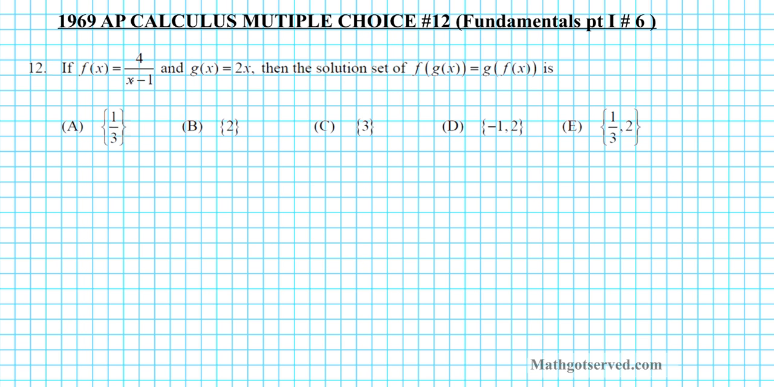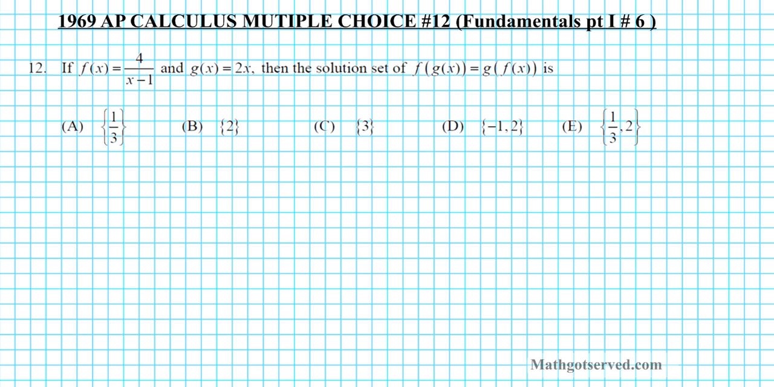It says if f of x is 4 over x minus 1 and g of x equals 2x, then the solution set of f of g of x is equal to g of f of x is. So this problem is basically assessing our ability to compose functions and to solve the resulting rational equation. Okay, so what we're going to do is first of all find f of g of x and then g of f of x, set them equal to each other, and then solve.